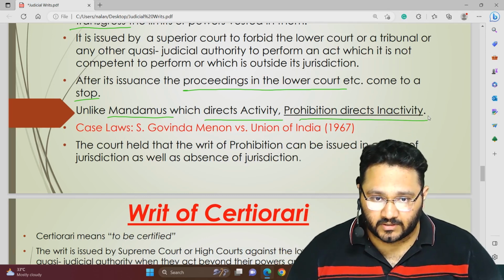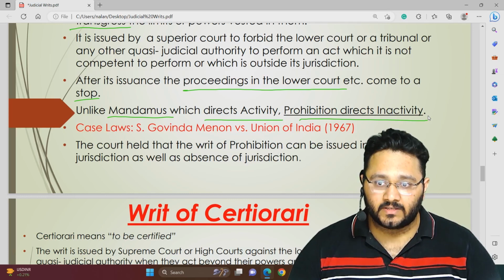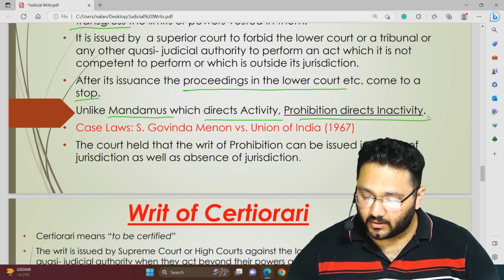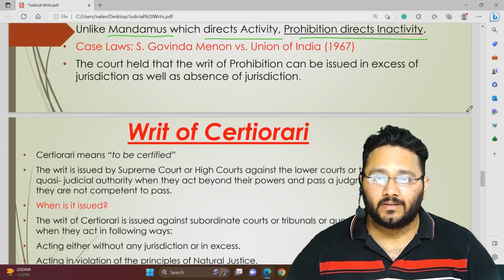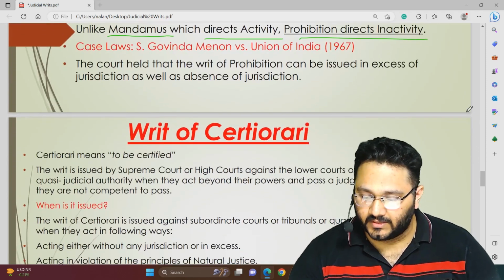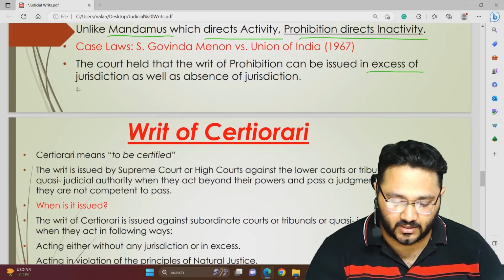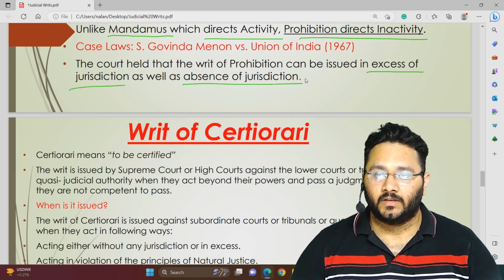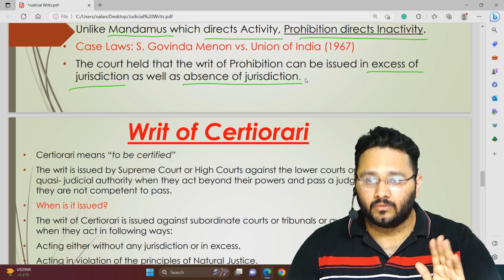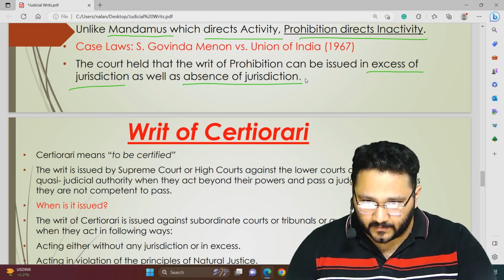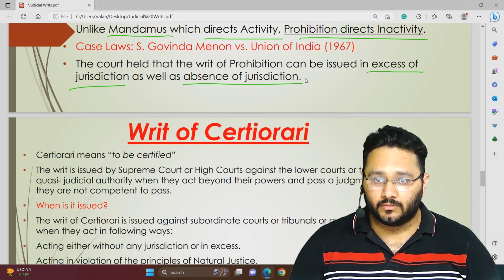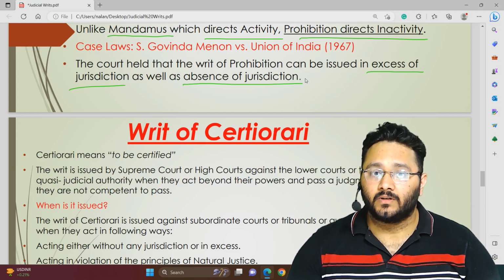So there was a case law, S. Govind Menon versus Union of India, 1967. The court held that the writ of prohibition can be issued both in cases of excess of jurisdiction as well as absence of jurisdiction. Clear? मतलब किसी केस को हैंडल करने की, सुनने की आपके पास कैपेसिटी थी, लेकिन आप उससे थोड़ा सा आगे जा चुके हैं, और दूसरी तरफ सेकंड केस आपके पास वो अथॉरिटी ही नहीं थी.